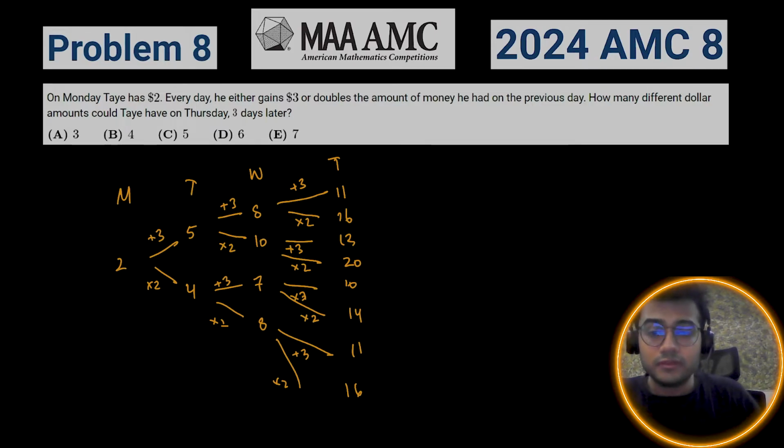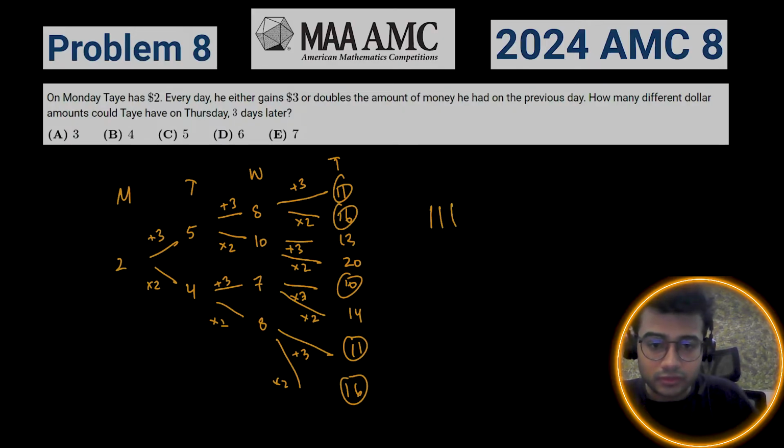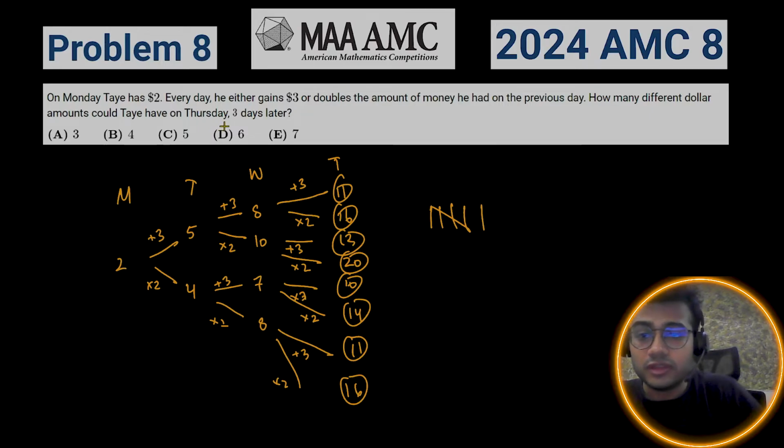Now, this might seem like it took a lot, but if you're doing it in the exam, you can probably get that done in like 30 seconds. So let's see how many different dollar amounts we can have. So we have 11, okay, and then we have a 10, okay, we have two 16, so that's going to count as one, and then 13, 14. There are 6 total possible answers that we can have. So the answer is D.